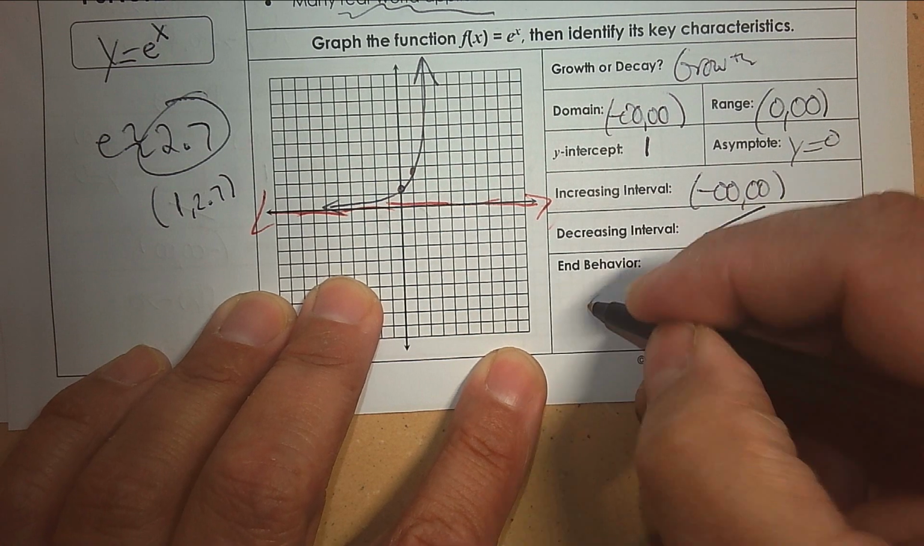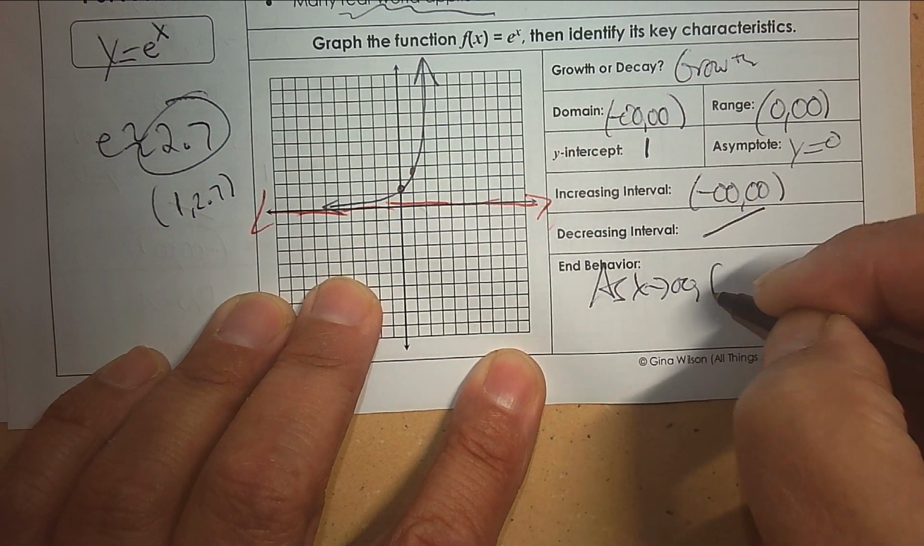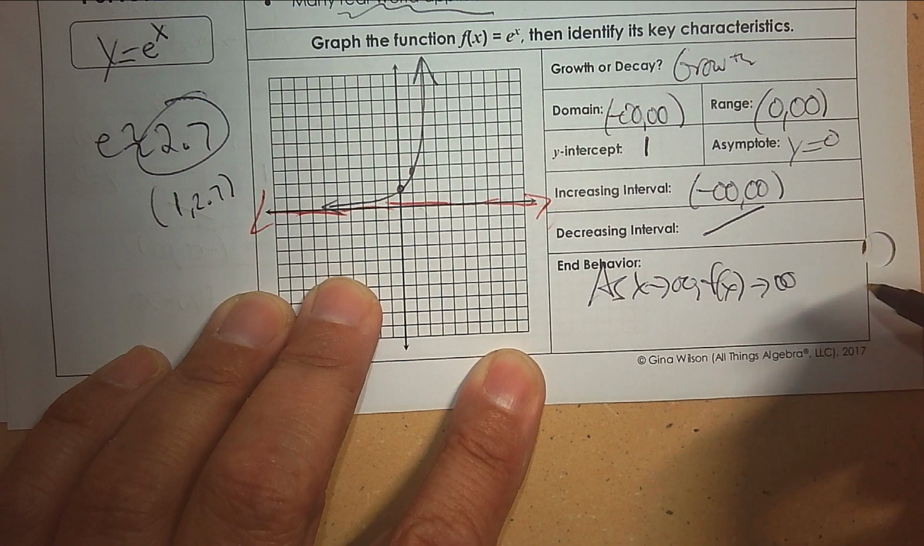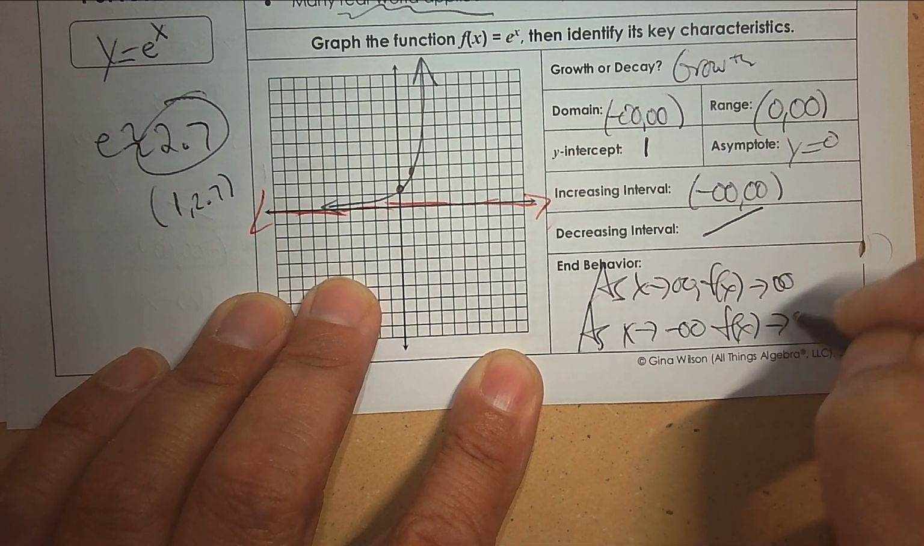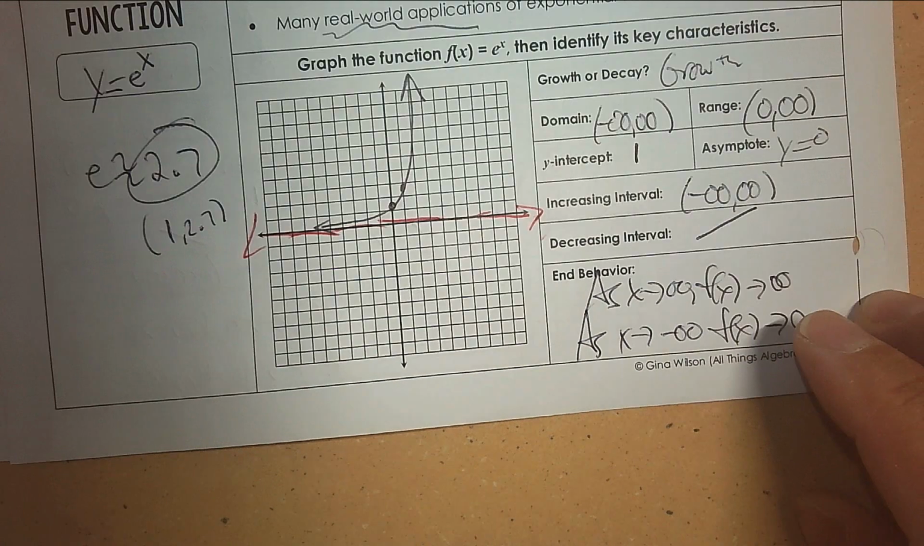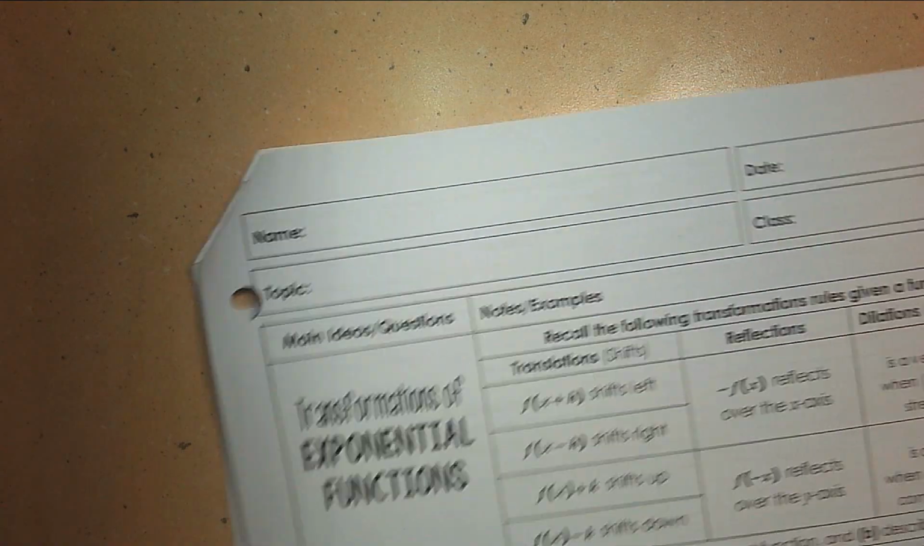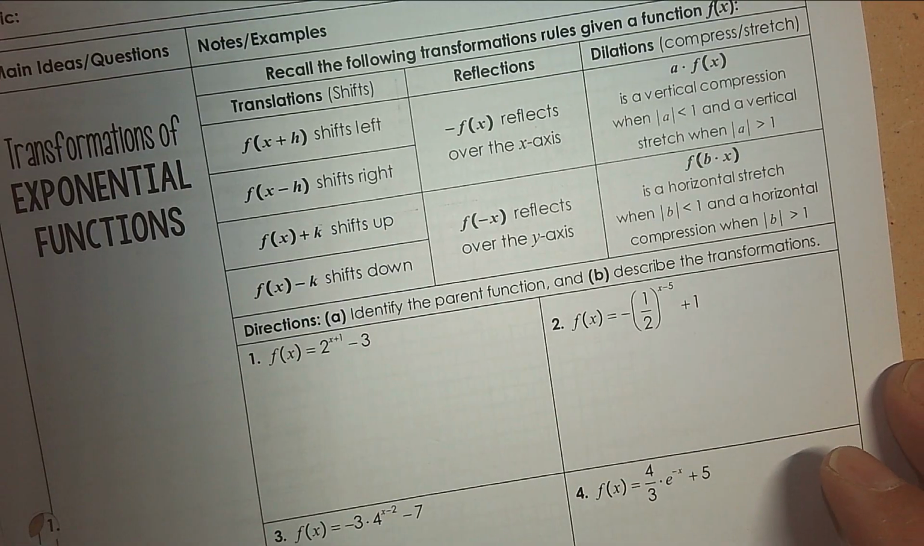And the end behavior: as x approaches infinity, the function approaches infinity. As x approaches negative infinity, the left end behavior goes to 0. Same models we did on the first page, right? The only difference is the base is an irrational number, about what number? 2.7. Turn the page. Now what we're going to do is graph with transformations.